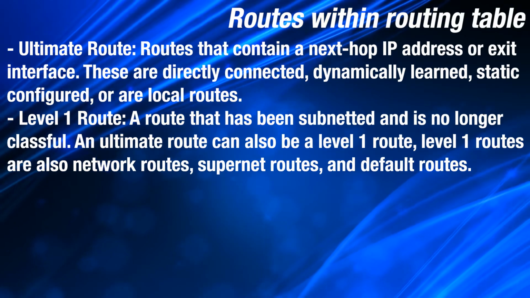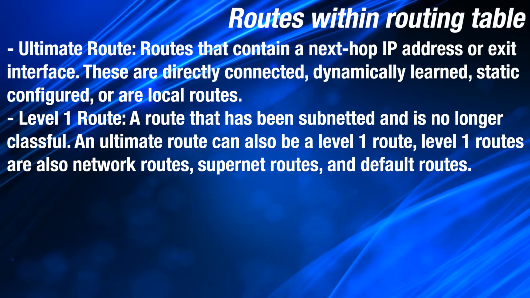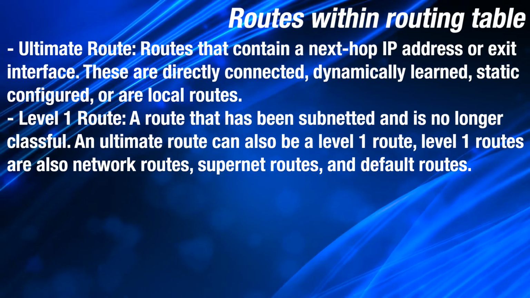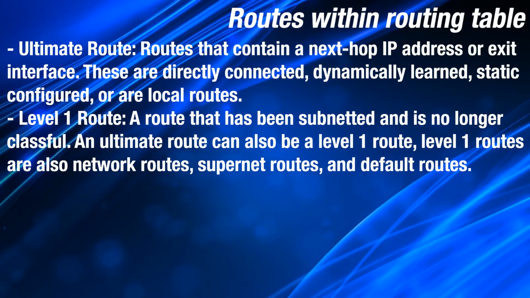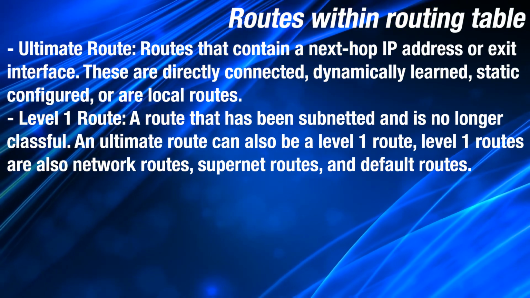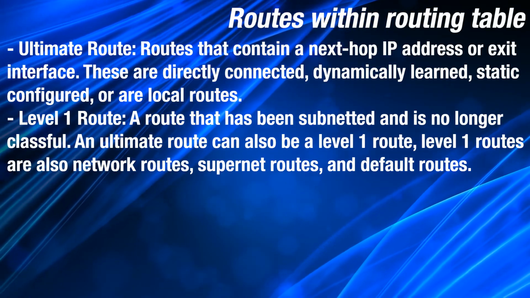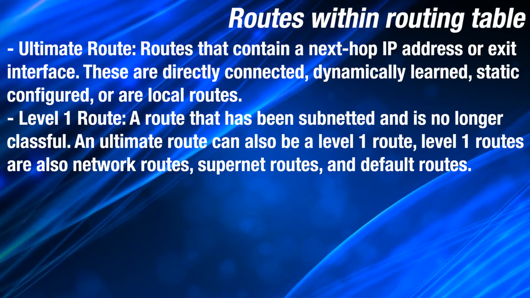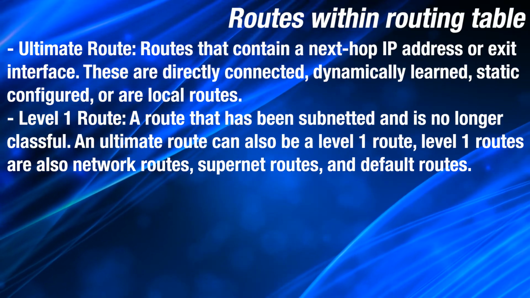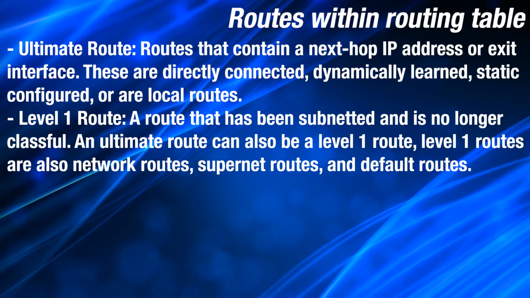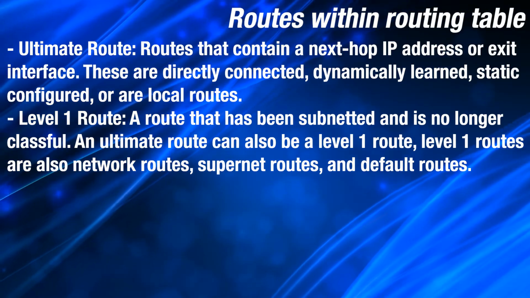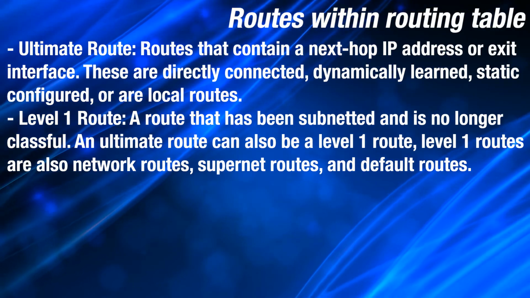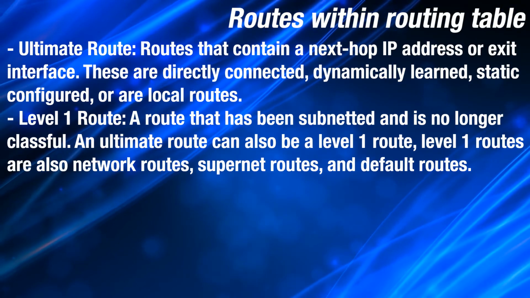Level 1 route: a level 1 route is a route with a subnet mask equal to or less than the classful mask of a network address. Ultimate routes can also be level 1 routes. A level 1 route can also be a network route, a route that has a subnet mask equal to that of a classful network. Supernet route: a route that is a network address with a subnet mask less than a classful mask, like a summary address.